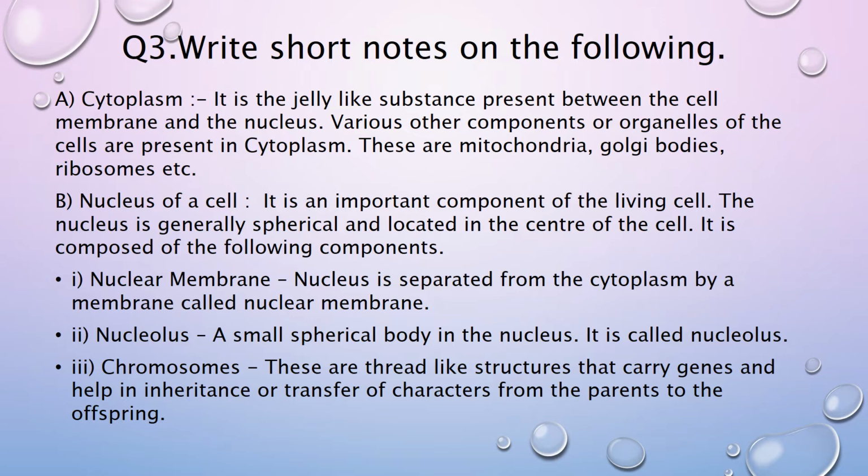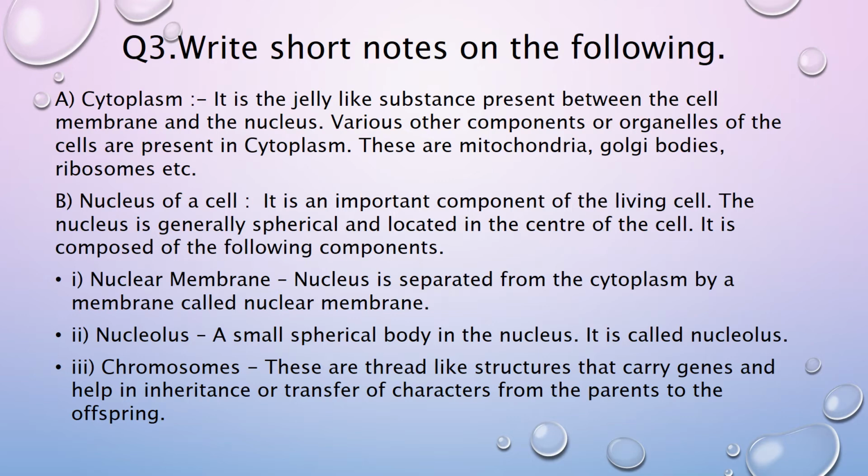B part is nucleus of a cell. It is an important component of the living cell. The nucleus is generally spherical and located in the center of the cell. It is composed of the following components. A is nuclear membrane, second is nucleolus, and the last one is chromosomes. Now, the nuclear membrane: the nucleus is separated from the cytoplasm by a membrane called nuclear membrane.